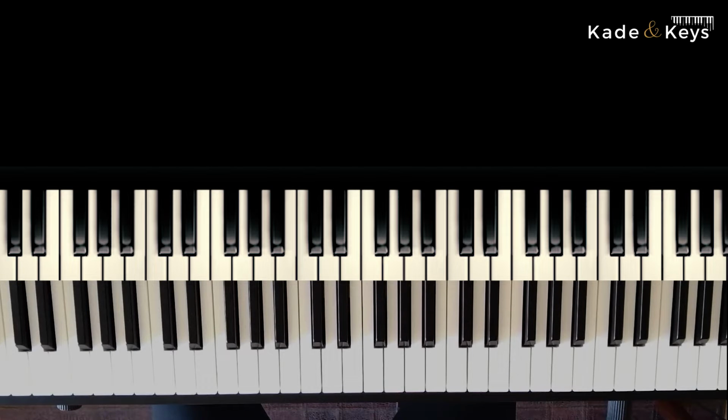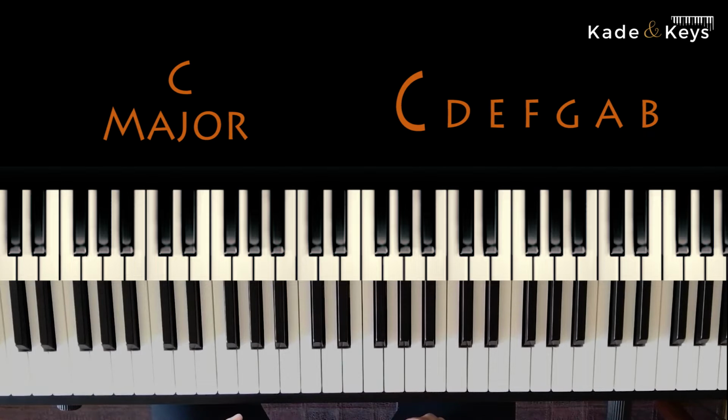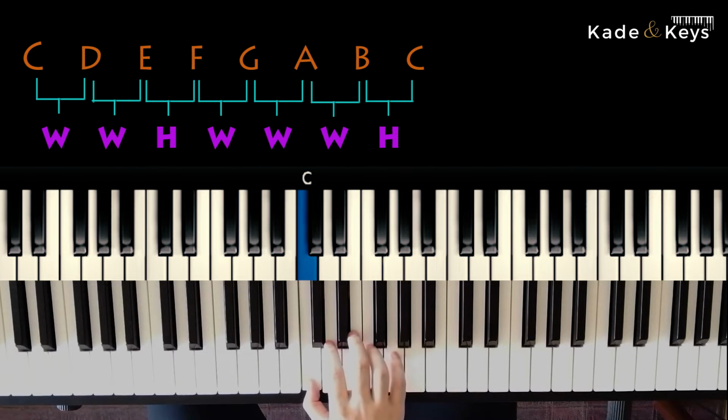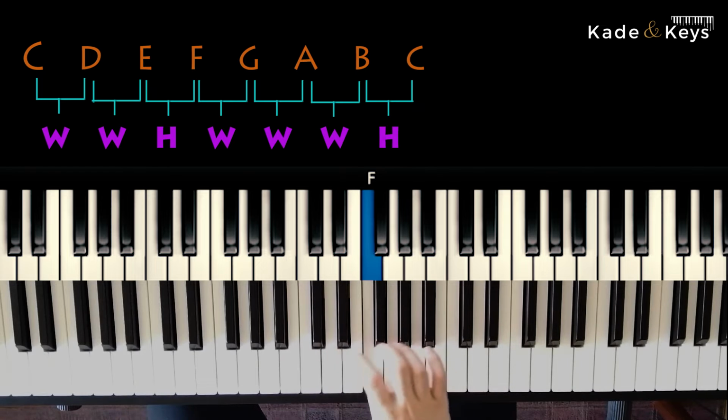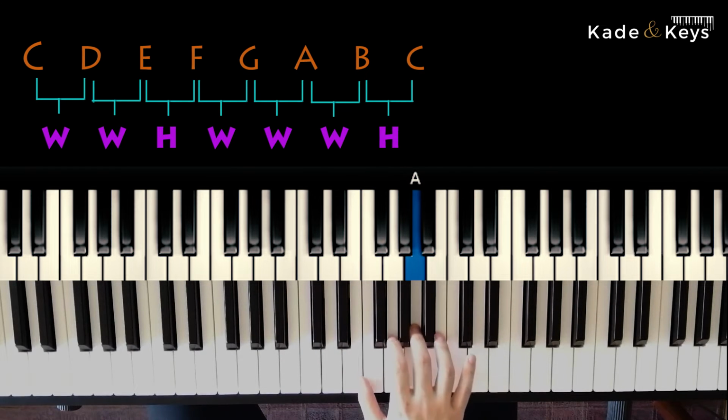Now first, let's learn the most familiar and the most common scale being used, the scale of C major. C, D, E, F, G, A, B, C, and so on. Now please remember that since the scale started at C, that's what you call the scale of C major. The important thing here is to know the pattern. Whole tone, whole tone, half tone, whole tone, whole tone, whole tone, half tone.